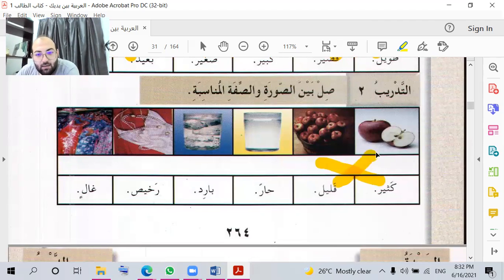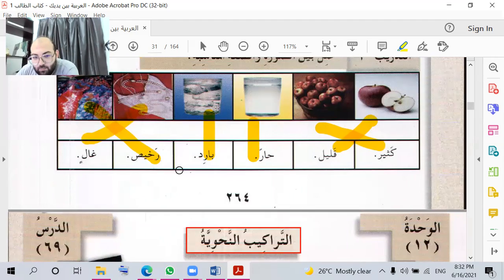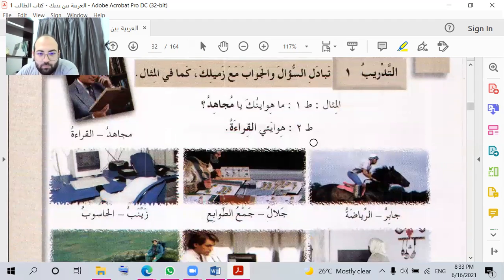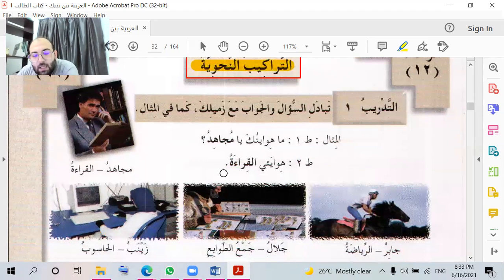Here is كثير, here is قليل, حار, بارد, this is غالي, رخيص. Now we come to our تراكيب النحوية, grammar. The grammar here is, we have this example, the name is مجاهد. What is the meaning of mujahid in Arabic? The one who sacrifices himself, who goes to any war just to sacrifice himself, protecting the others. Because of that, they say jihad. It's coming from jihad. Mujahid.